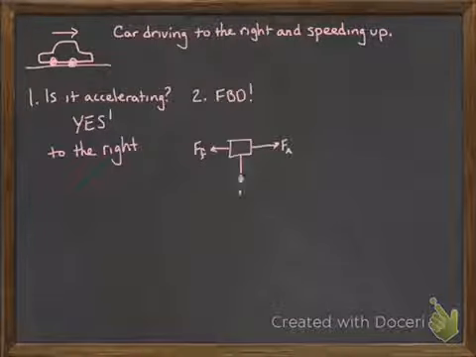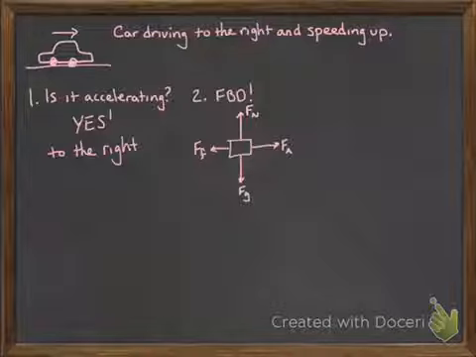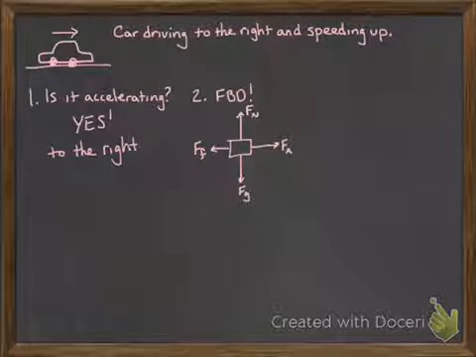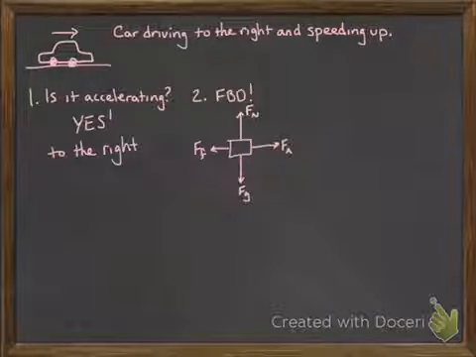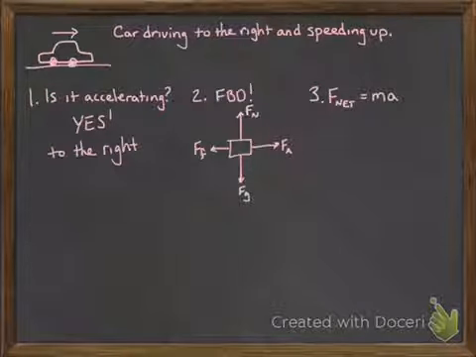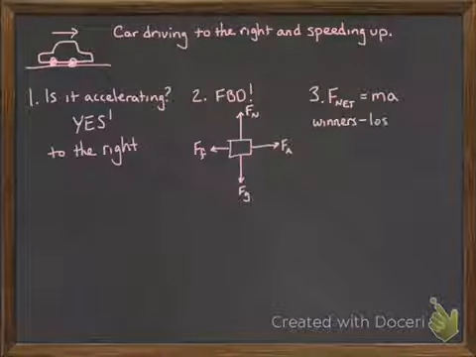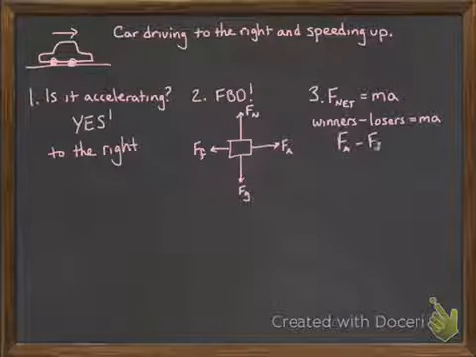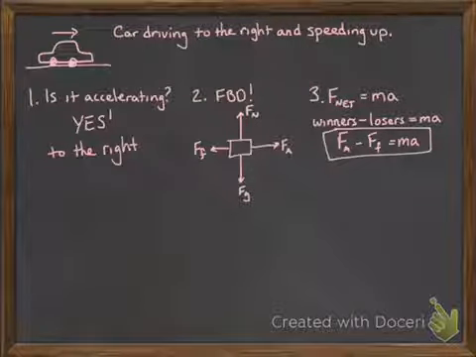But we can't forget the other forces acting on this object. Force of gravity and the normal force. These two are going to be equal because it is not accelerating vertically. So Fn is equal to Fg, same size arrows, and then Fa to the right has to be bigger than force of friction to the left because it is accelerating to the right. Step 3, we have our equation. So in this case, winners minus losers is our applied force minus our friction force. We set that equal to ma, and that is our equation.